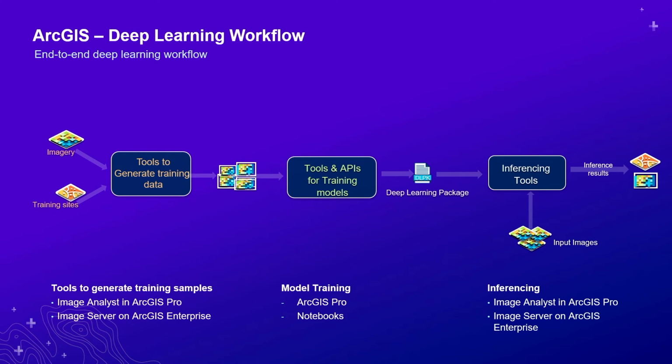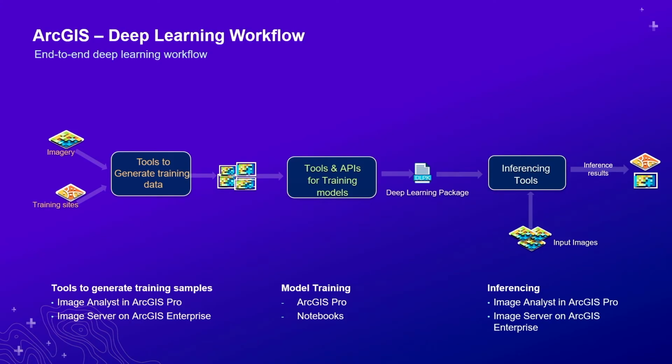To recap, we've used tools to generate training samples, which are used to train a model using tools and APIs. This produces a deep learning package, which can be used for inferencing using Pro and Image Server. And the intermediate file, like I said, is a deep learning package.